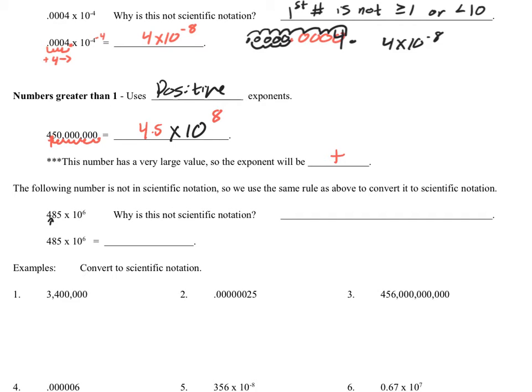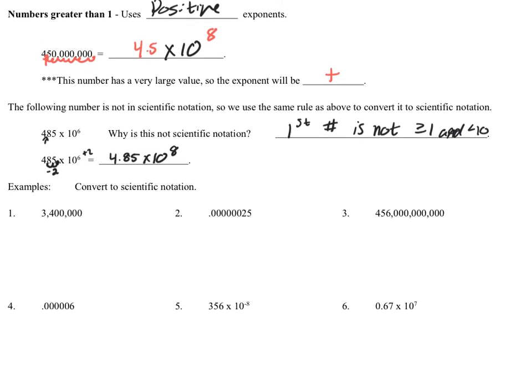It's currently not. So same issue, first number is not greater than or equal to 1 and less than 10. So we do need to put it into scientific notation. The decimal is currently behind the 5. We need to move it to the left 2. So that's in the leftward direction 2. So we can think of that as a -2. The exponent always undoes the movement of the decimal. So instead we would add 2 to that exponent, and we'd end up with 4.85 times 10 to the 8th.